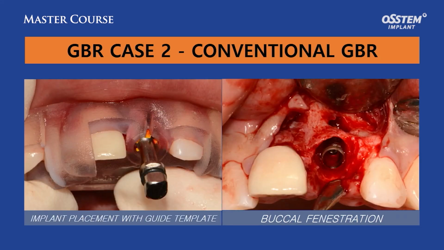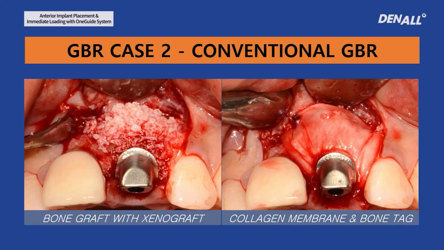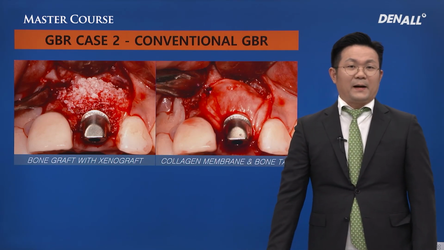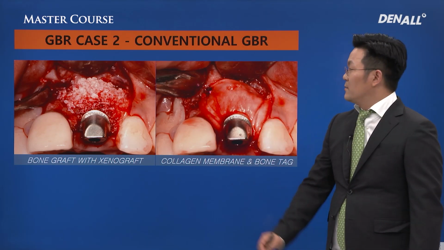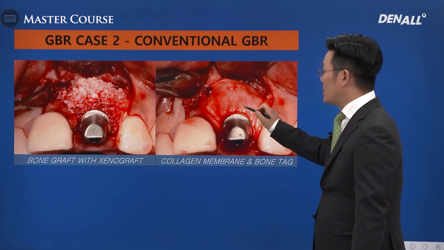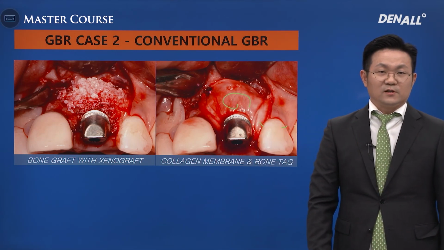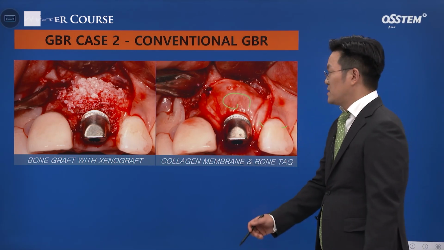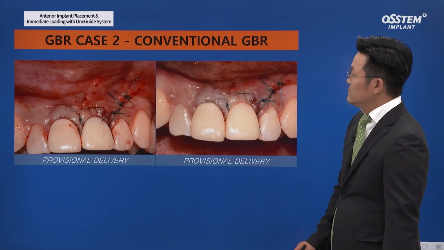As you can see, the gap was rather big, so you have to do sufficient GBR here, and xenograft and AOS were used. I did GBR, and using bone tack, I fixed it in position. For the collagen membrane, in this case I used a membrane because the base was big, and if it goes to the augmenting coronal part, sometimes there could be no bone if it goes too far to the backside. So with sufficient GBR, I sutured the flap and delivered the provisional.